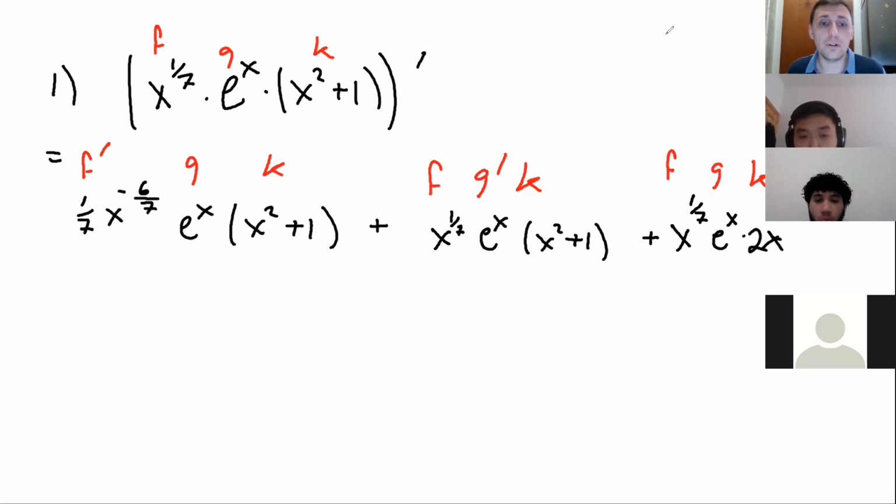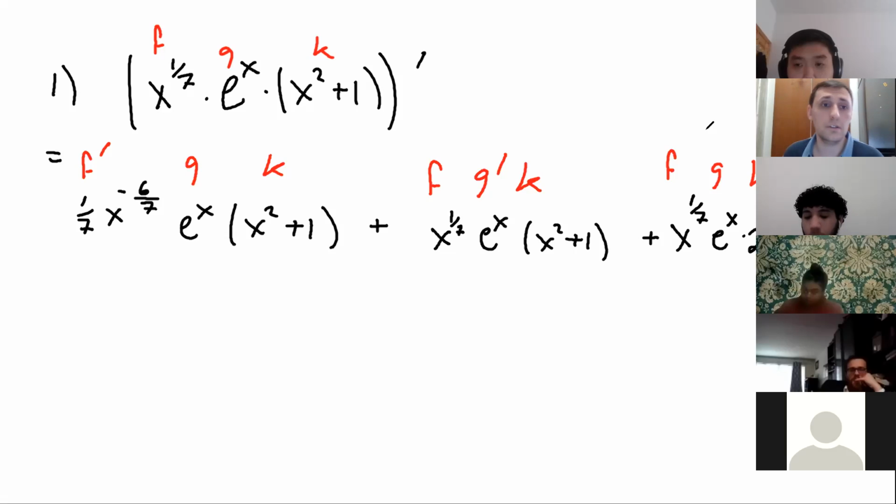It's e to the power of x, Giovanni. The derivative of e to the power of x is e to the power of x. E to the x does not change under derivatives. That's what we established. Good?